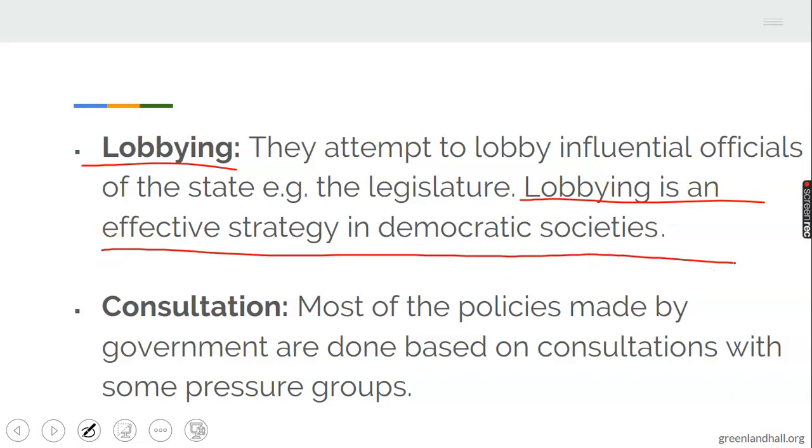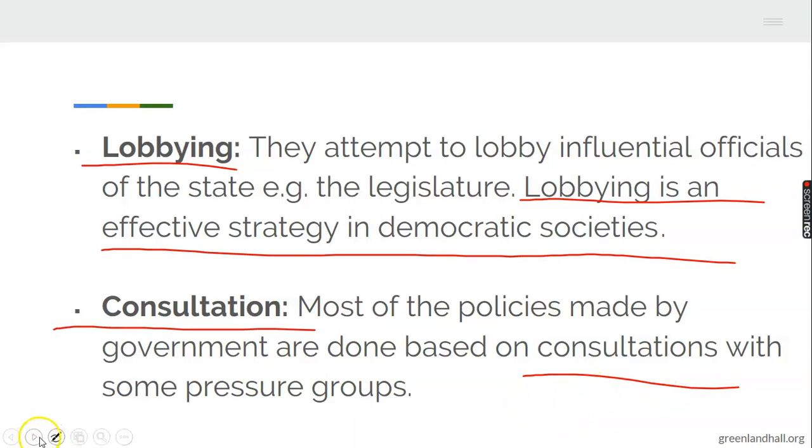They use lobbying, they also use consultation. Most of the policies made by government are done based on consultations with some pressure groups. So the government will try to consult them to get their views about what they intend to do.